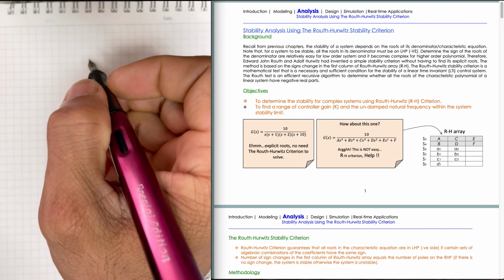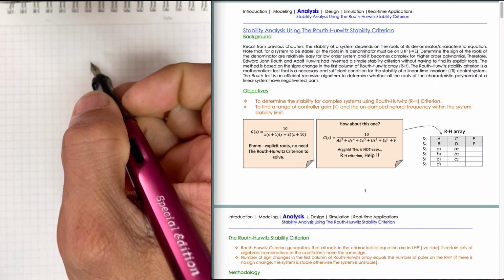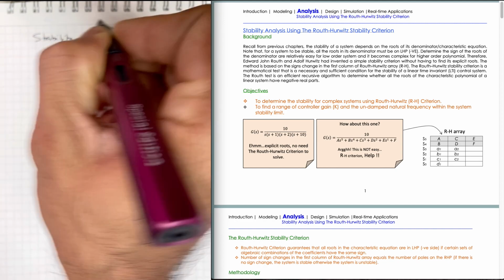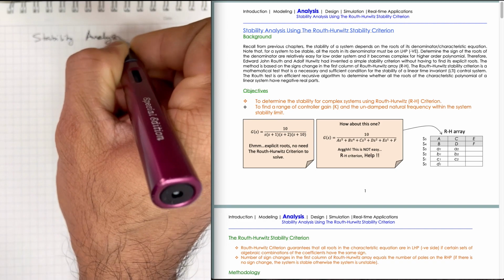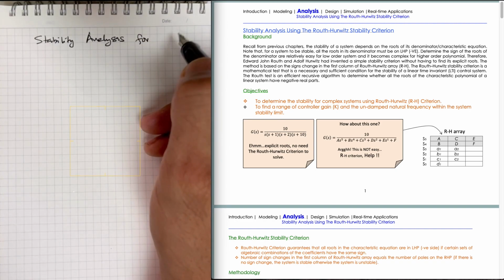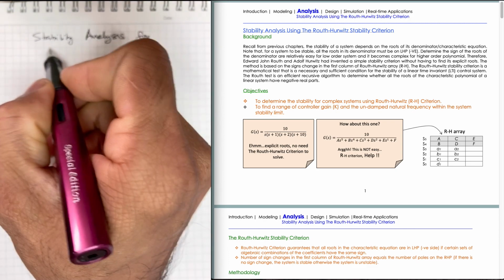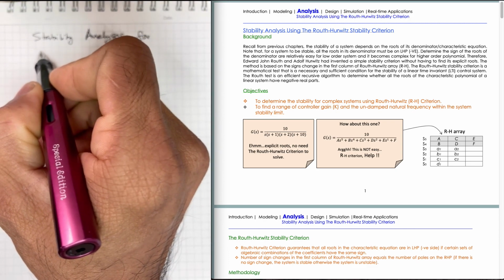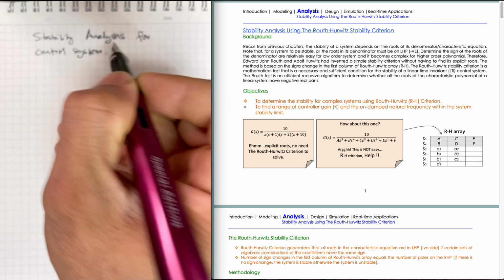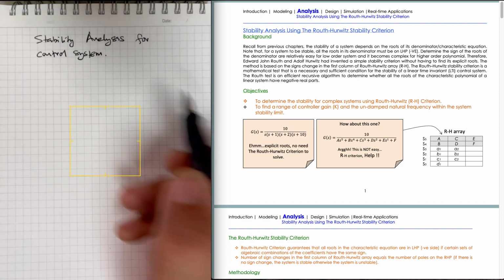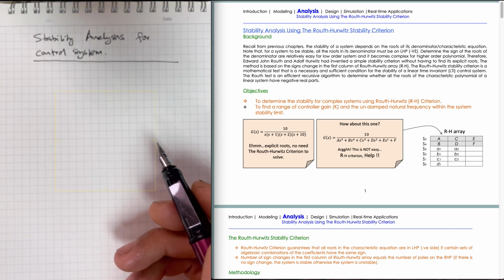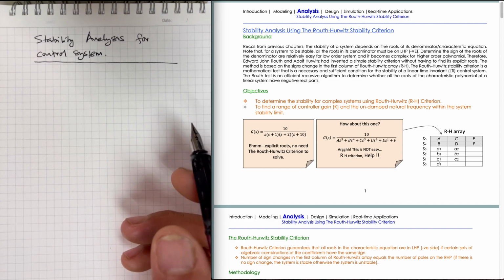Okay, we are now in the stability analysis topic for control systems. In this topic we learn how to determine whether or not the system is stable, right?